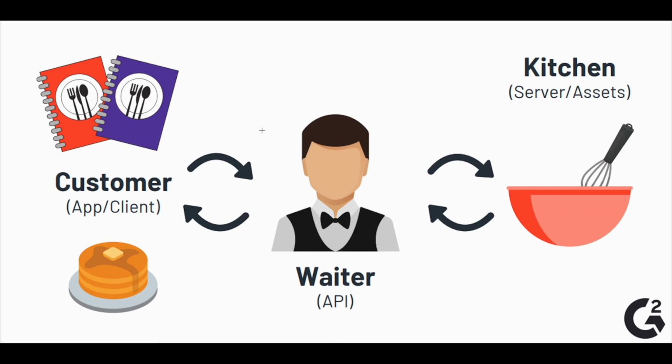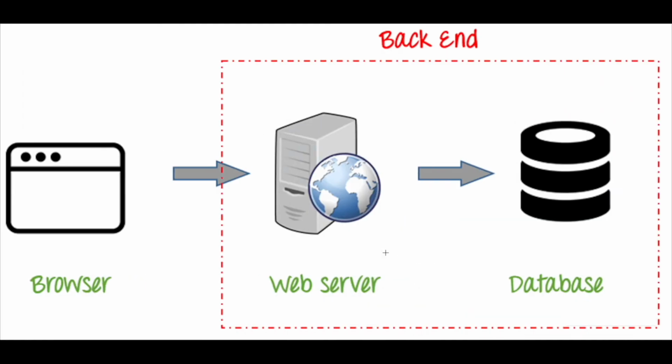Just imagine this scenario with the API concept. Here, the customer is the front end. The kitchen is the database. The waiter is the API. So just come here. You can see you are requesting from the front end to the database through the API. Finally, you will get the requested data as a response.